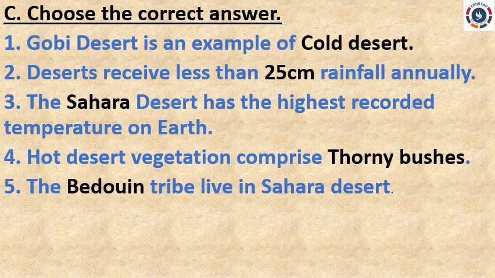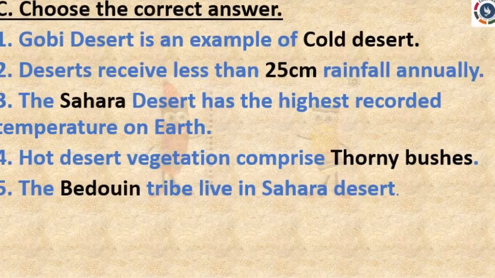Part C, choose the correct answer. First one, Gobi Desert is an example of cold desert. Second one, deserts receive less than 25 centimeter rainfall annually. Third one, Sahara Desert has the highest recorded temperature on earth. Fourth one, hot desert vegetation comprise thorny bushes. Fifth one, the Bedouin tribe live in Sahara Desert.